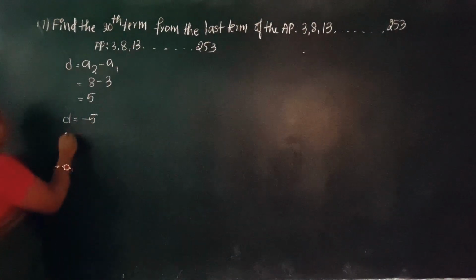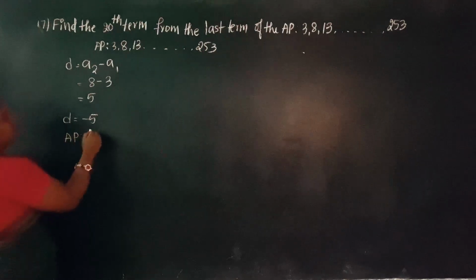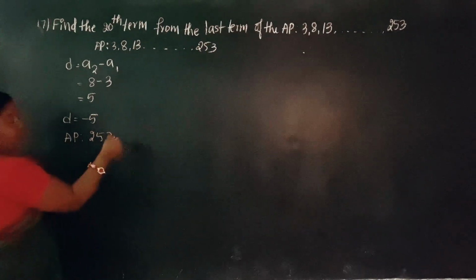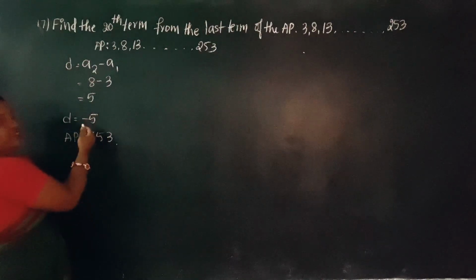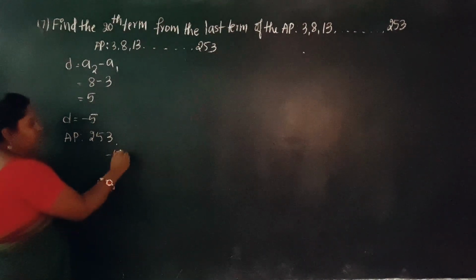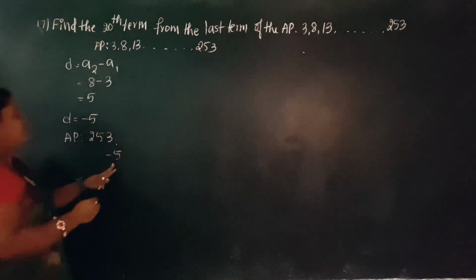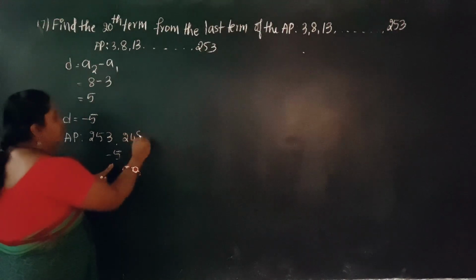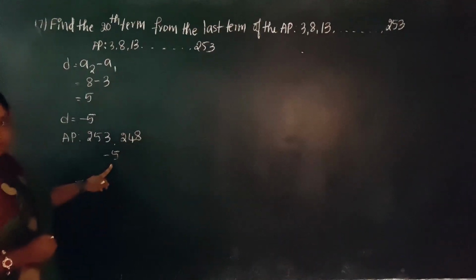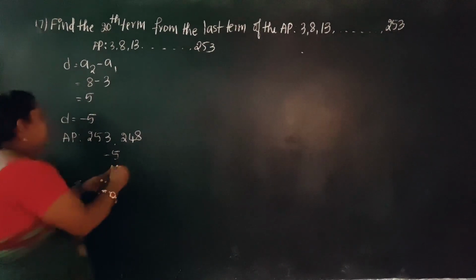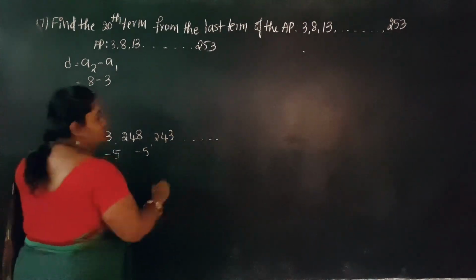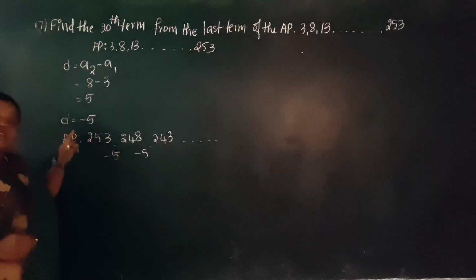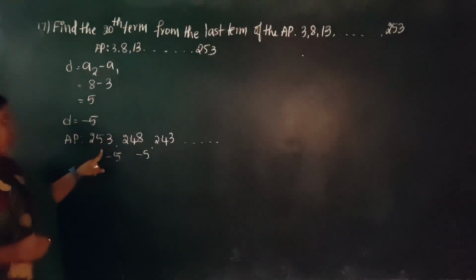So how can I write, dear? You just see. AP, that is 253. The last term, I'll make it as the first term. And I have considered the D value as minus 5, no dear. So now 253 minus 5 is how much? 248. Understanding? 248 minus 5 is how much? 243. This goes on. Understanding? This is now my arithmetic progression.